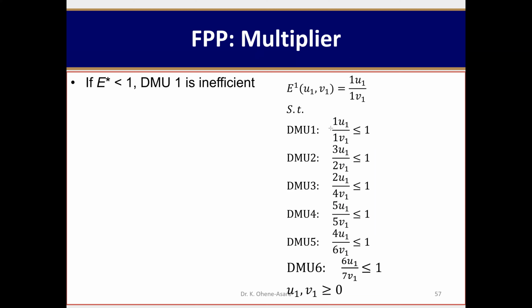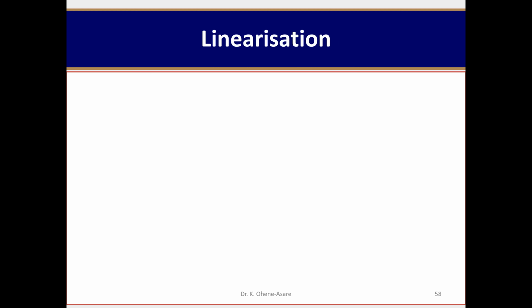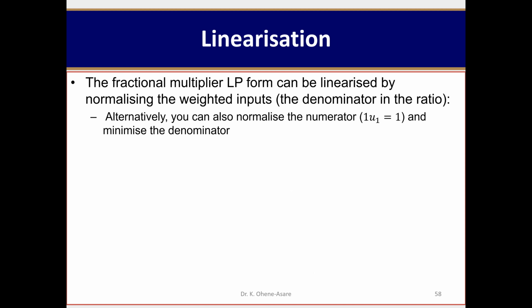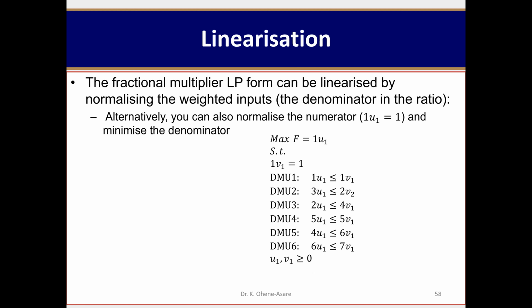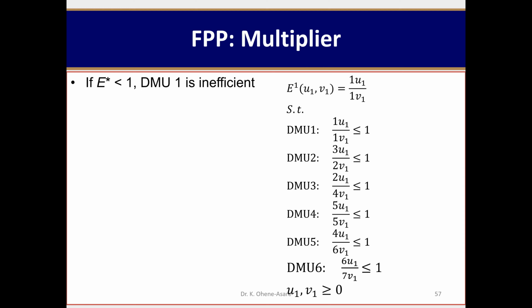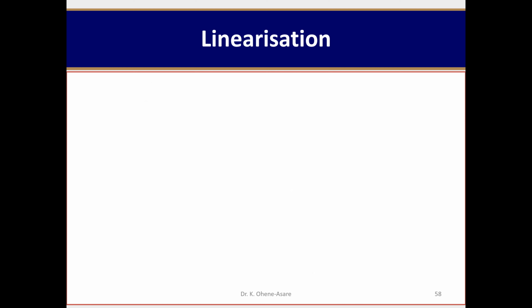Okay. So this is an output orientation. Yes, this is an output orientation. So because it's an output orientation, the fractional programming model has to be linearized by setting the denominator in the ratio to 1. Now, when you look at this, the denominator in the original efficiency is 1v1. So that will be one of the constraints which will be set to 1. And then the numerator will be maximized.